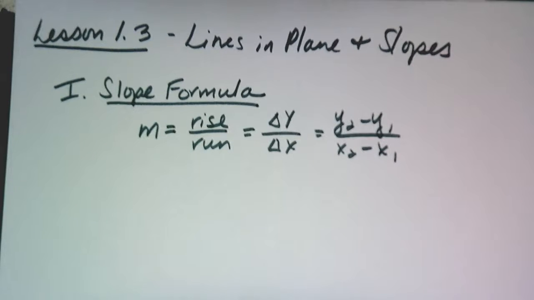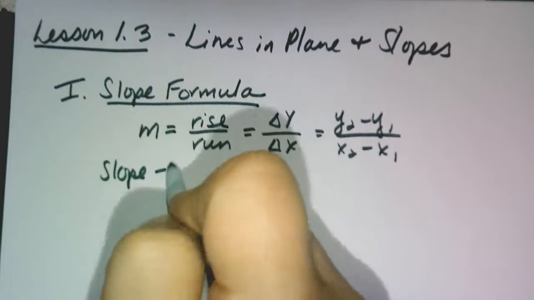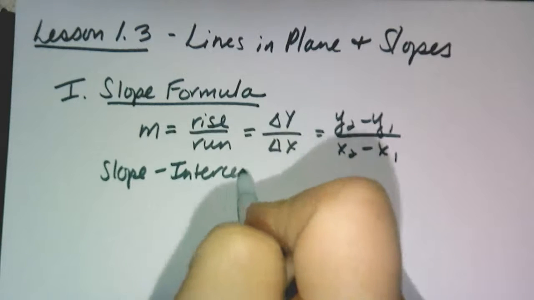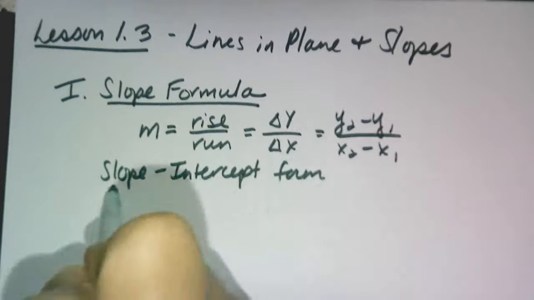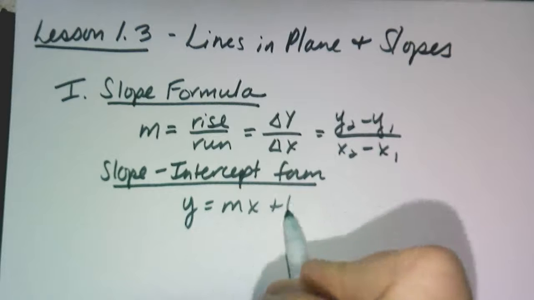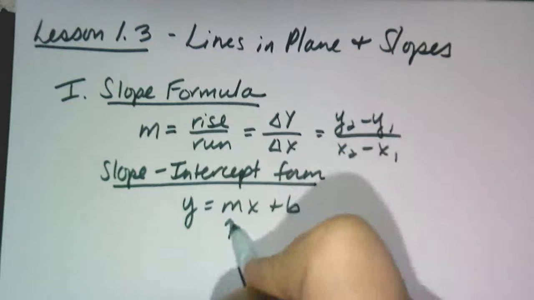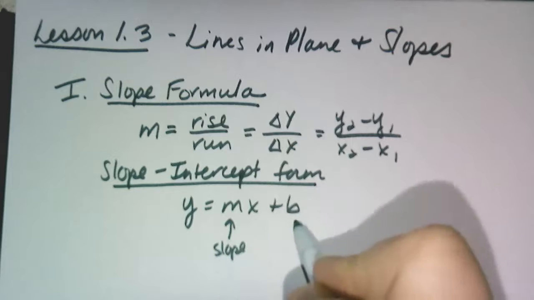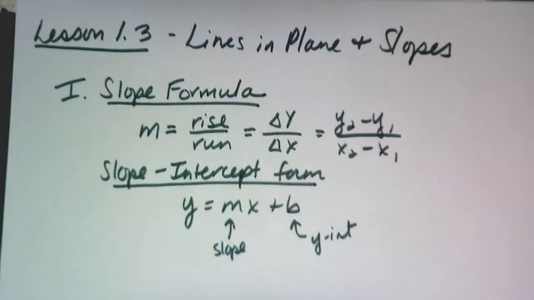And then in addition to that, know the slope-intercept form, which, Bennett, I believe you just said. y equals mx plus b, where the m is your slope, and this is your y-intercept. Okay, so slope comes in several ways for us.